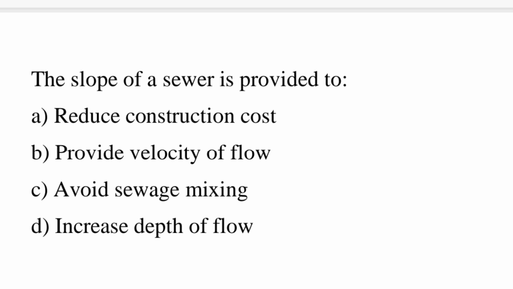Next question, the slope of the sewer is provided to: option A reduce construction cost, option B provide velocity of flow, option C avoid the sewage mixing, option D increase the depth of flow. So the correct answer is option B, provide the velocity of flow. The proper slope ensures the self-cleaning velocity in the sewer. So we don't want to pump any sewage water in the sewer. So the self-cleaning velocity is more important.